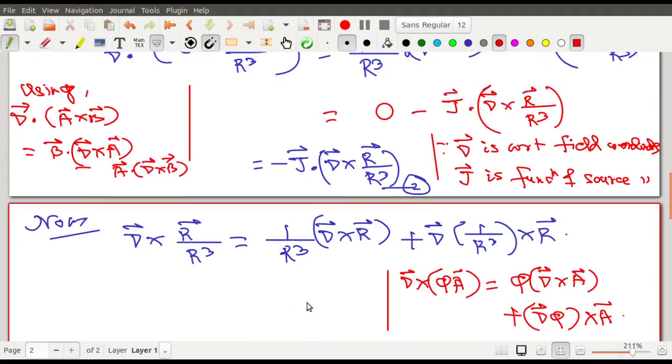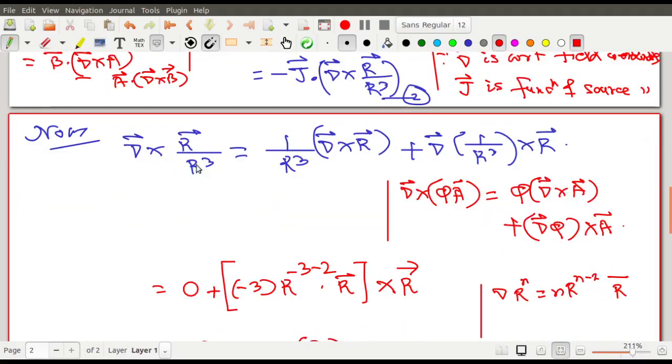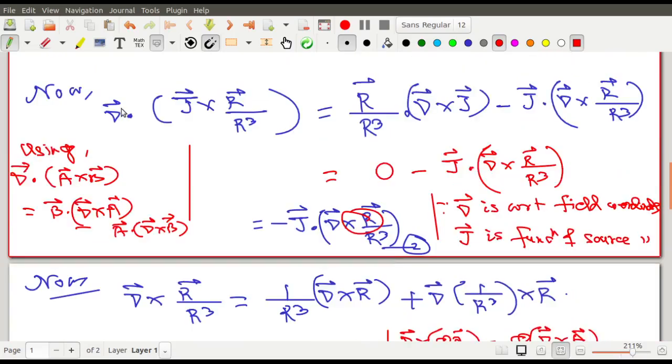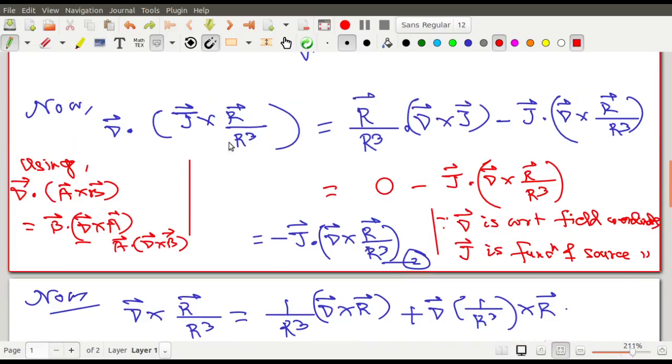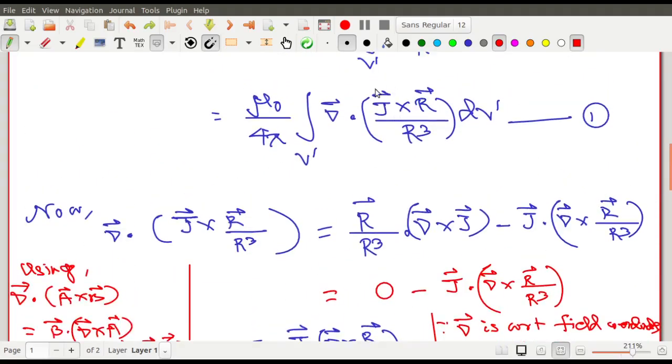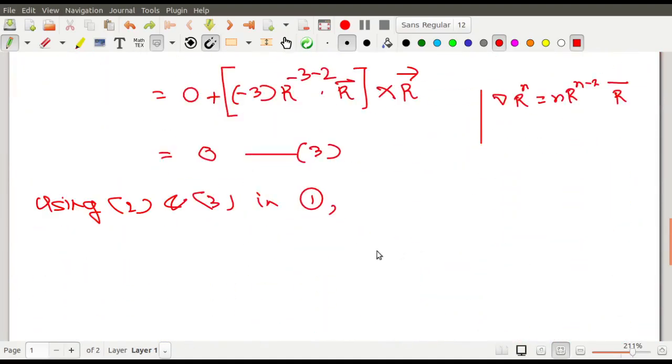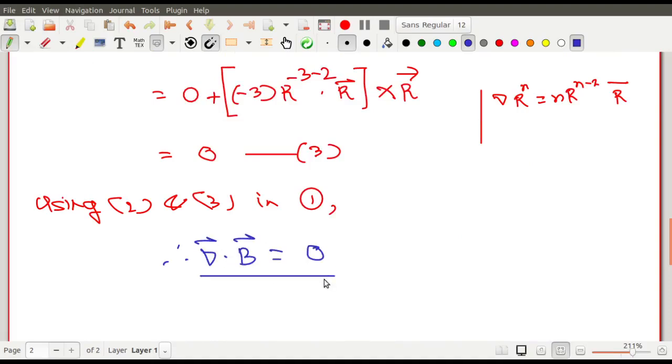you see that curl of R by R cube is 0. So that means that this part is 0. So this part is 0 means this part is 0. That is divergence of J cross R by R cube, that is 0. So this one is 0 means this part is actually 0. So this comes out to be 0. So that is why your divergence of B is 0. So everything is 0 basically. So therefore, by equation 1, divergence of B comes out to be 0.